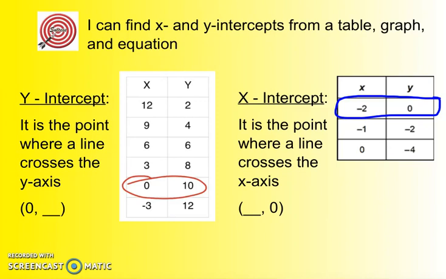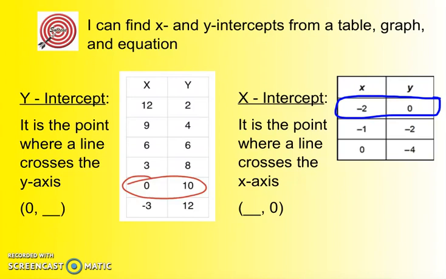Well, the definition is within the word. Intercept actually means that you're crossing at one point. Think about when you play football, you intercept that ball. The person is grabbing that ball at one point in the air. And so a y-intercept is where a line crosses the y-axis. So it's that point where it crosses the y-axis.